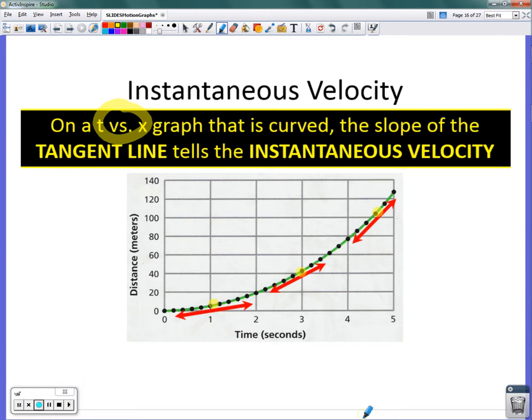Those of you that are taking calculus, you'll learn that there is also another way to figure out the slope of these tangent lines, and that's using the derivative. I'm not going to get into that right now, but know that that's one application of your derivative, is finding the slope of these tangent lines, which can then give you an instantaneous velocity.